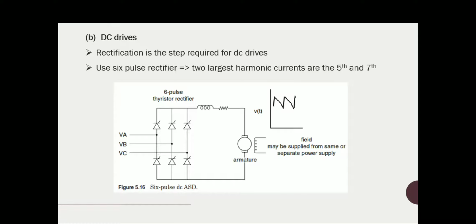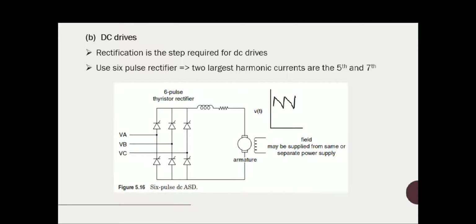Large drives may employ a 12 pulse rectifier. As you all know, if you are increasing the number of pulses, you can reduce the harmonic content also, but that is much costlier if you are using a 12 pulse or 24 pulse converter. In this particular 6 pulse converter, the largest harmonic currents are 5th and 7th. And in case of a 12 pulse rectifier, we are expected to eliminate about 90% of the 5th and 7th harmonics, depending upon the system imbalances.